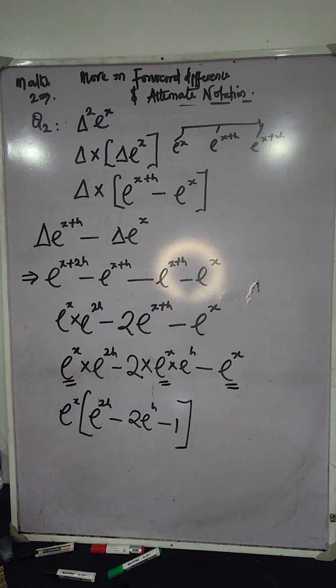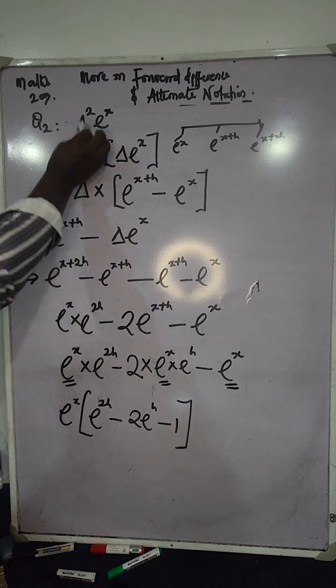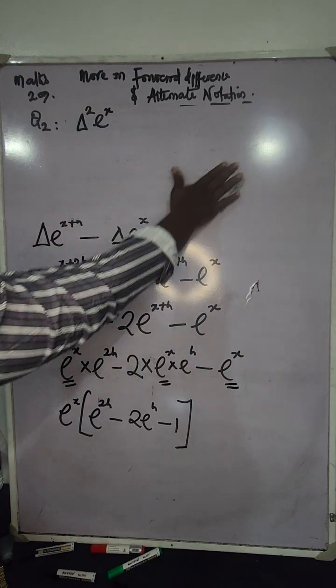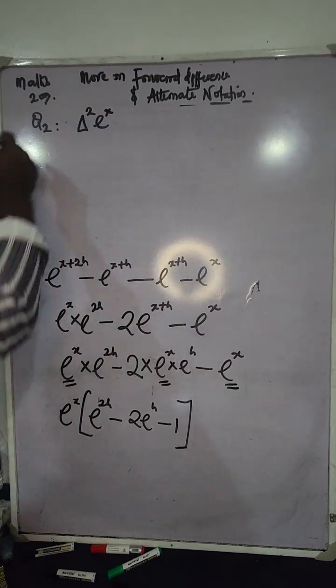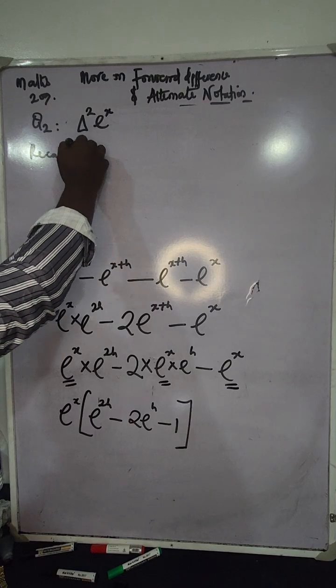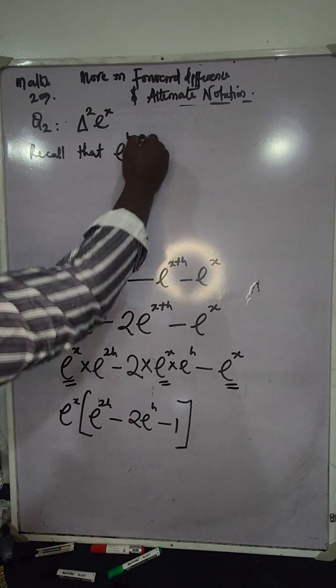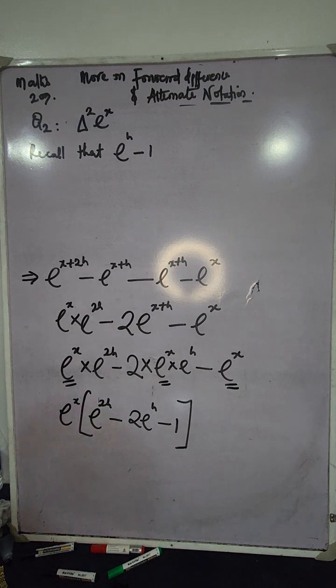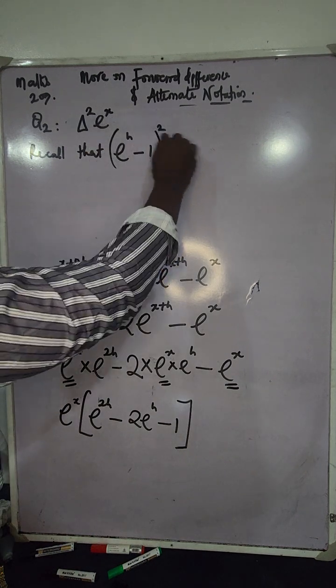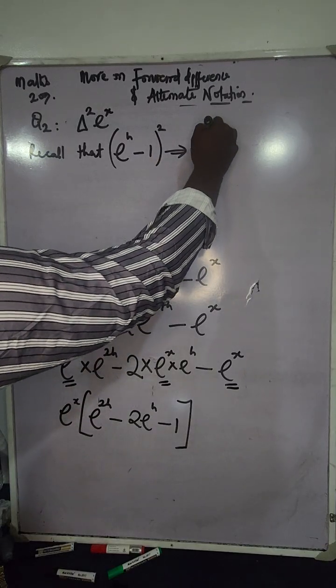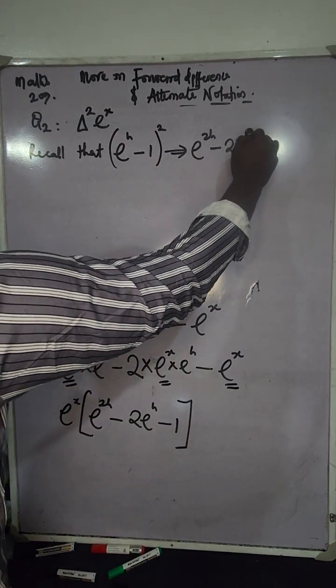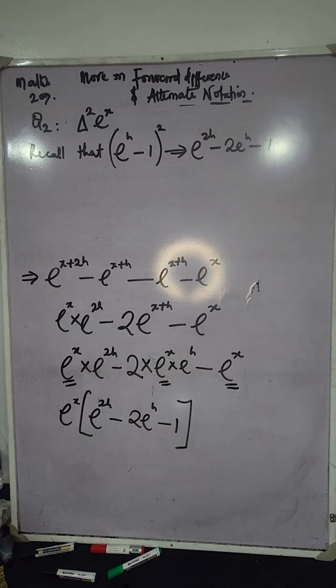And so this is the factorization. This is an expansion, right? It can be expressed as e to the power of h minus 1. So we say, recall, that e to the power of h minus 1 all squared is the same thing as e to the power of 2h minus 2e to the power of h plus 1. Is that correct?